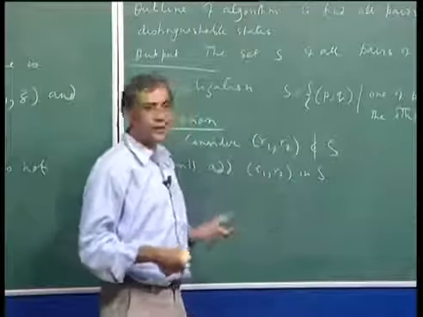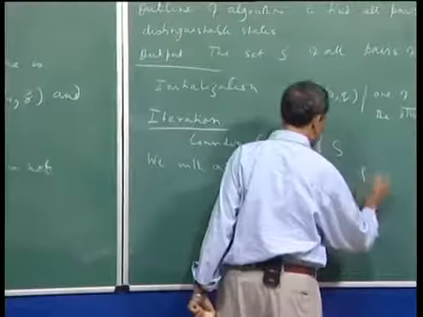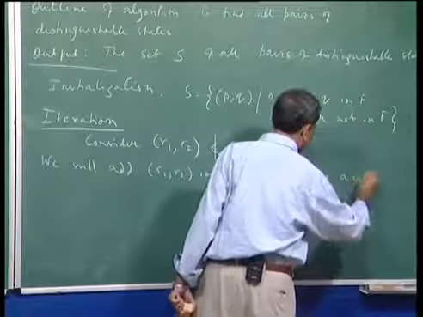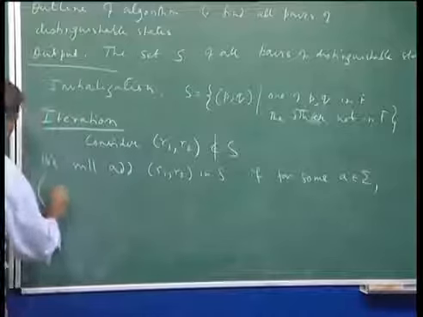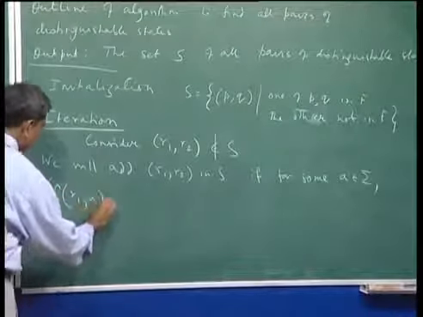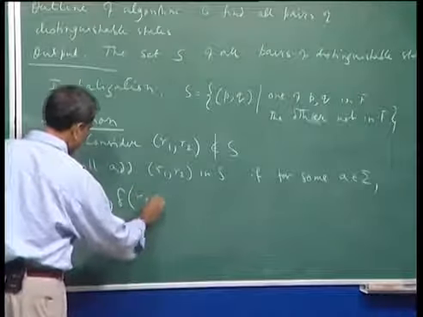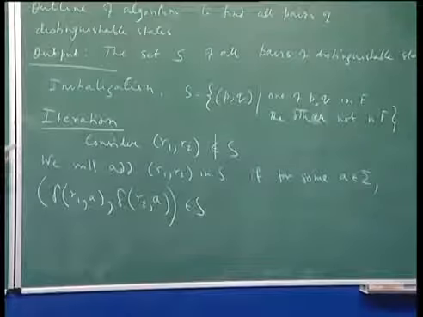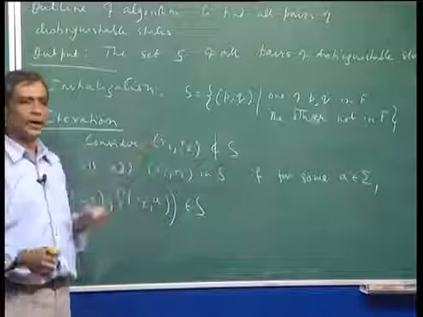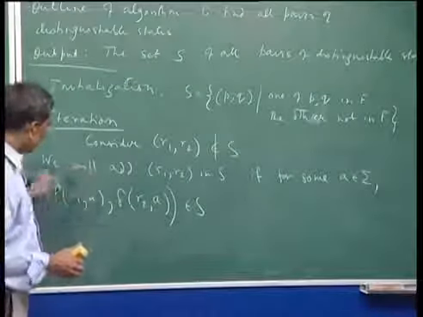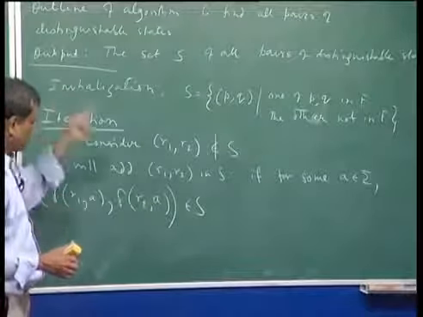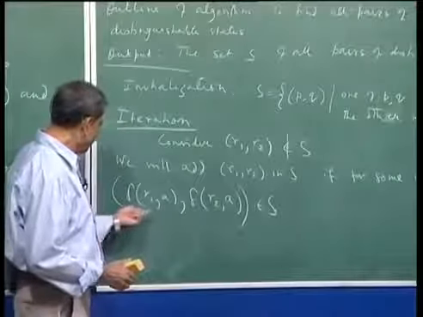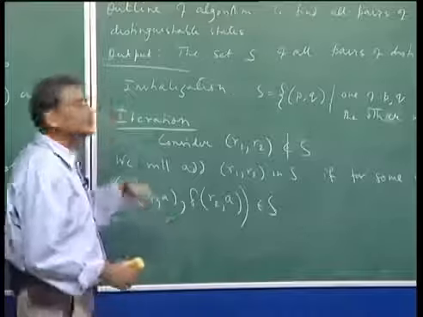So we'll augment our set S by this new pair if for some A in sigma, delta(R1, A) and delta(R2, A) was in S. In other words, what our iteration is: consider all pairs R1, R2 which are not already there in S. This pair R1, R2 we will put in S, provided I find some symbol A such that this pair was already there in S.